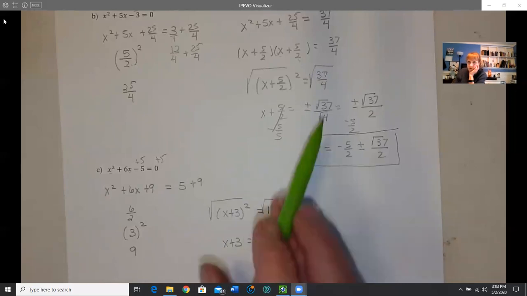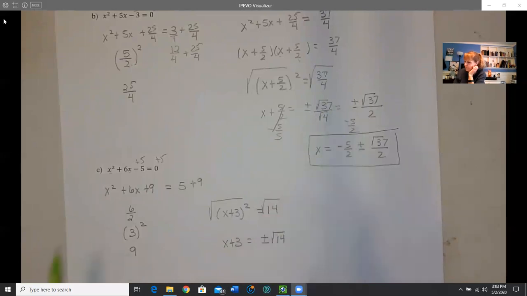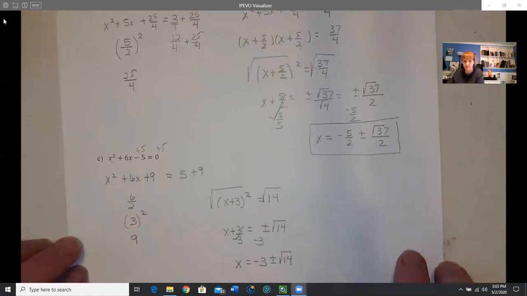We did have to do some reducing up here, and that was the square root of 4 underneath. But this one cannot be reduced. So then you just subtract 3. x equals negative 3 plus or minus the square root of 14. So your solution was irrational. You've got 2 irrationals.